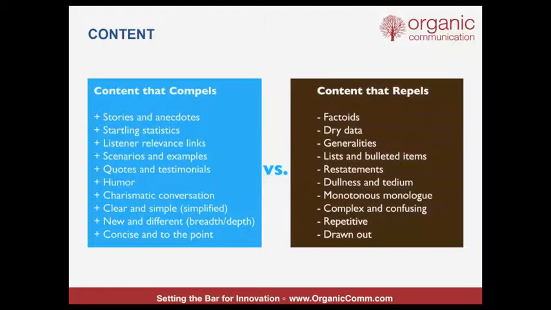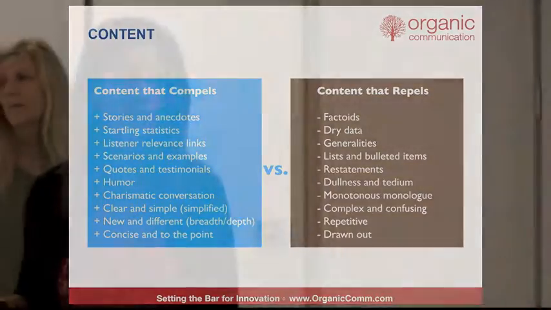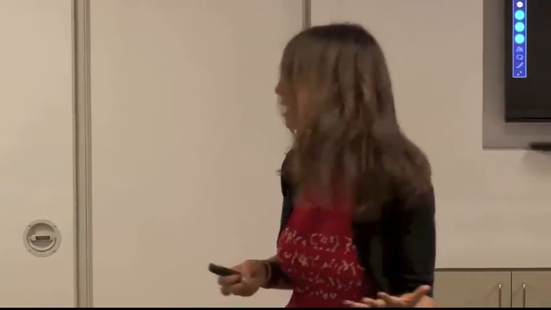A lot of times people are not connecting with their audience because they use content that repels versus content that compels, right? And content that compels, as we just exemplified, is all about the stories, the anecdotes, the authentic why: Why am I doing this? Why does this matter to me? As opposed to factoids. It's the startling statistic as opposed to maybe the dry data. And it's making it connected to the listener as opposed to speaking in generalities. And the host of other things that you see on there in terms of what makes our content compelling.